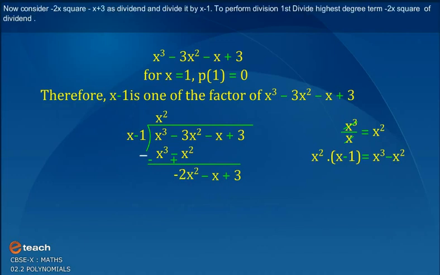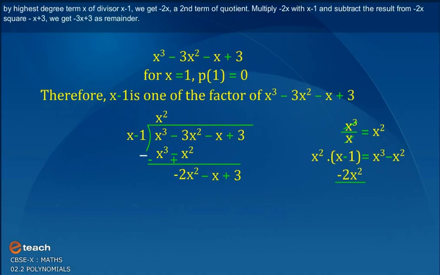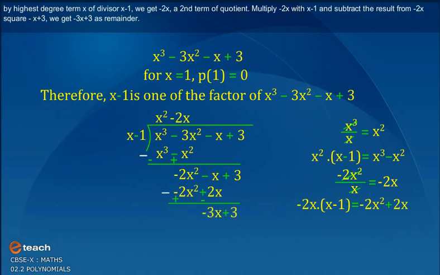Now consider minus 2x square minus x plus 3 as dividend and divide it by x minus 1. To perform division, first divide highest degree term minus 2x square of dividend by highest degree term x of divisor x minus 1. We get minus 2x, a second term of quotient. Multiply minus 2x with x minus 1 and subtract the result from minus 2x square minus x plus 3. We get minus 3x plus 3 as remainder.